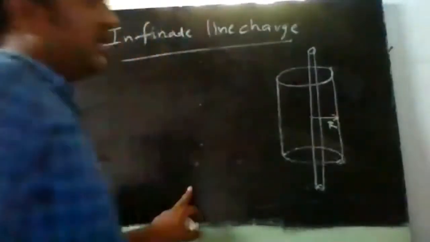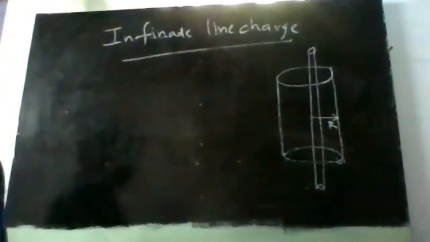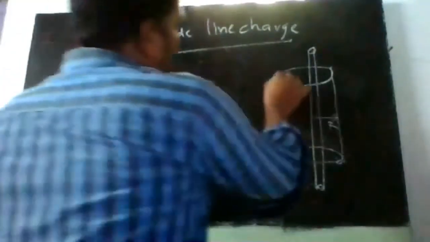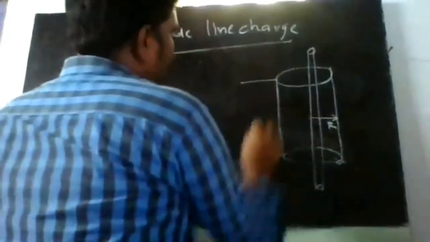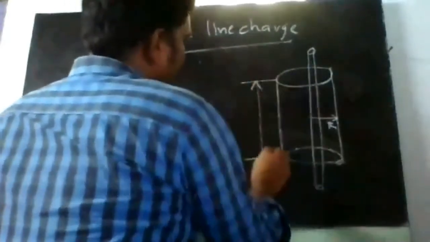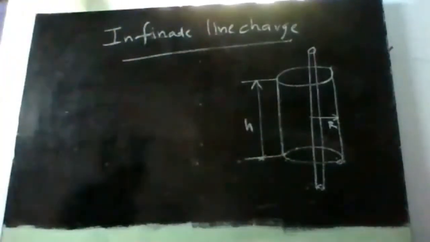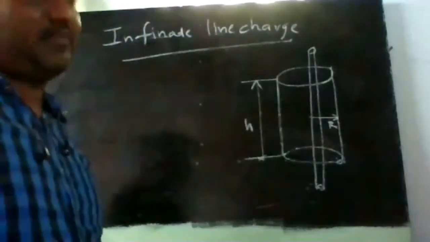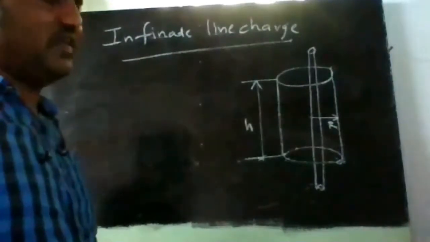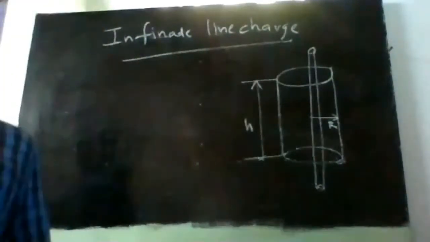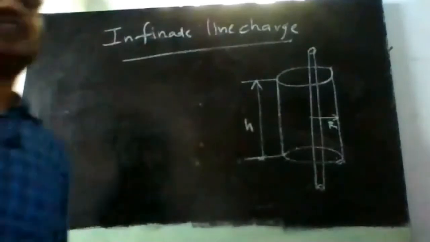Small r or capital R, whatever it is, is the radius of the cylinder. Let the height of the cylinder be, let's say, small h or z. We can assume whatever it is. So r is the radius of the cylinder, h is the height of the cylinder. Now, that is the first step done.